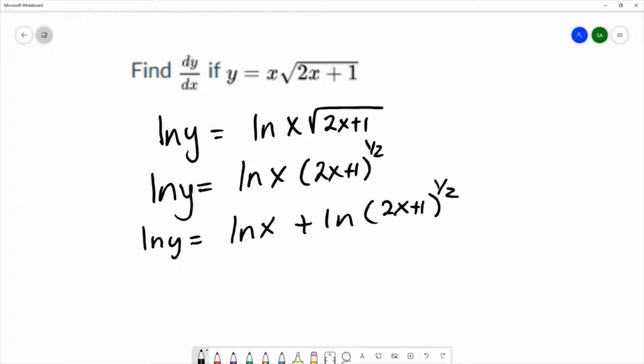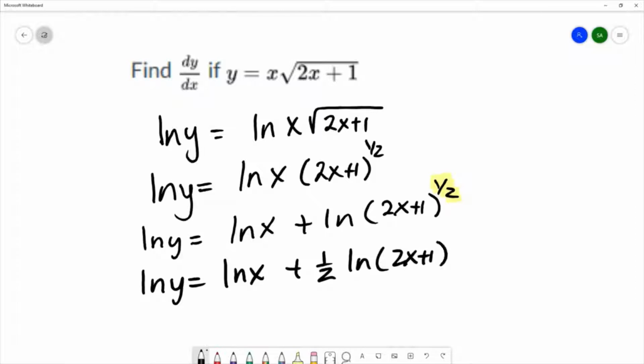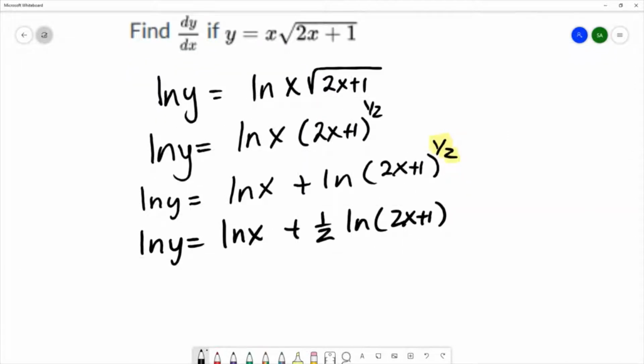That's using the product rule for logarithms. And then we have a power rule for logarithms, which will allow me to bring that power down. And then I would use implicit differentiation. So to use implicit differentiation, I would do the derivative with respect to x on the left and the derivative with respect to x on the right.